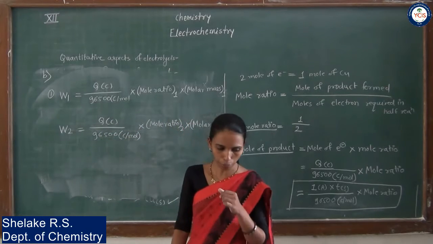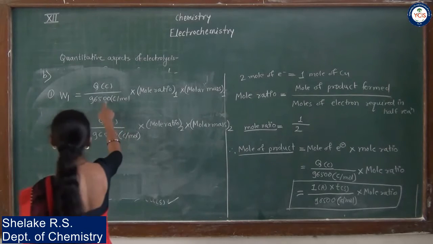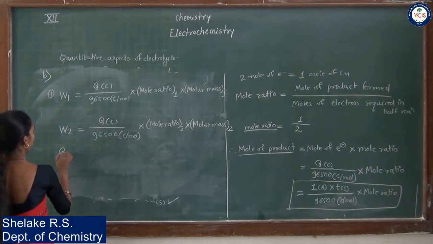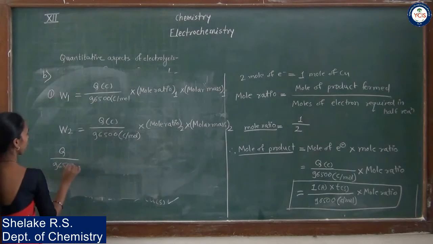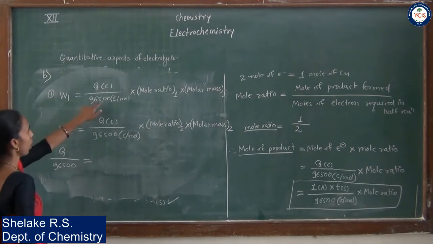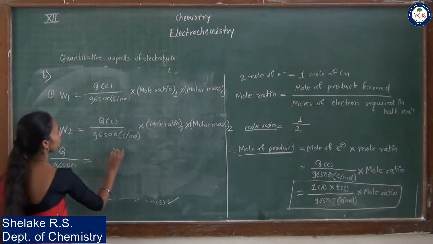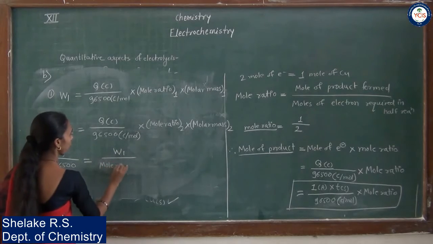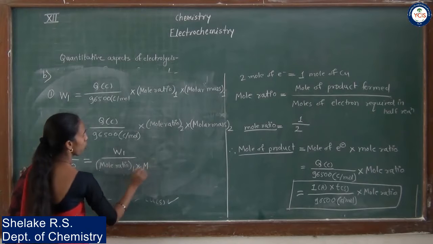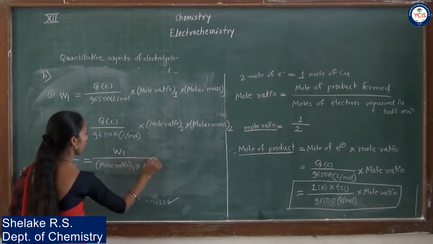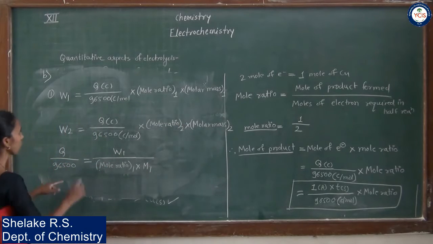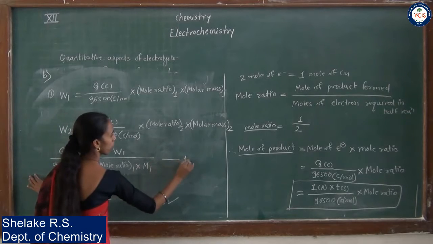So you can write down the equation for this. We write here Q divided by 96500 is equal to W1 divided by mole ratio into, now instead of molar mass I will write M1. Okay, I will write here equation number 1.